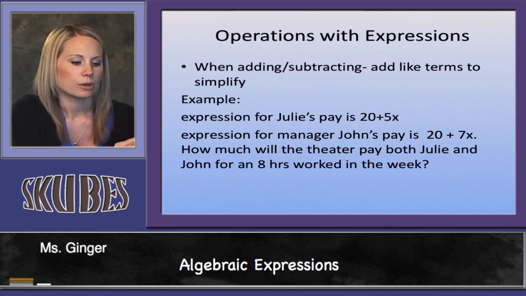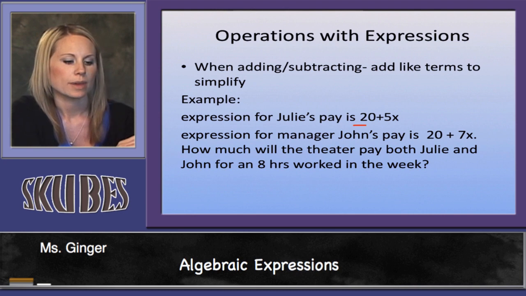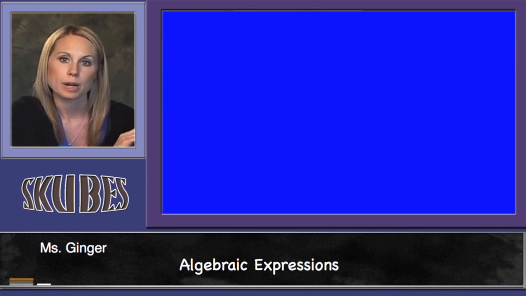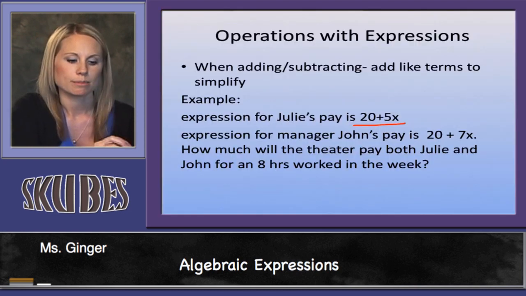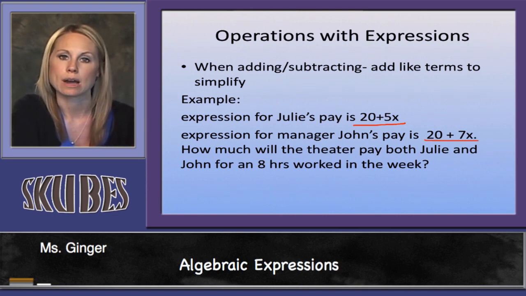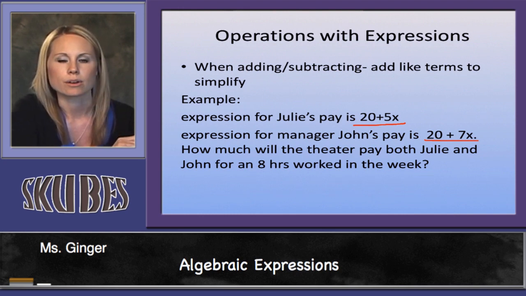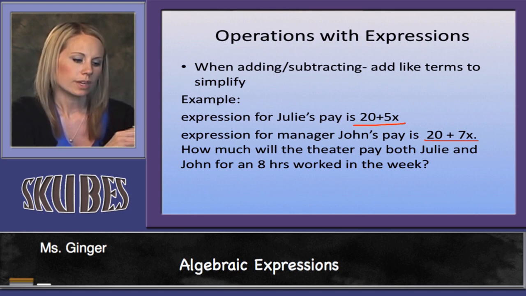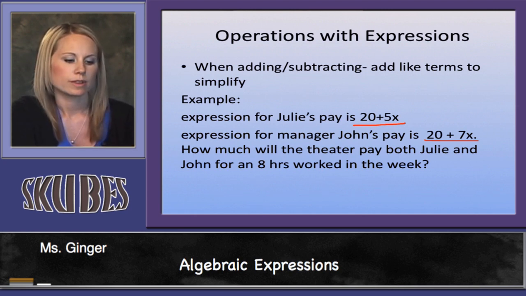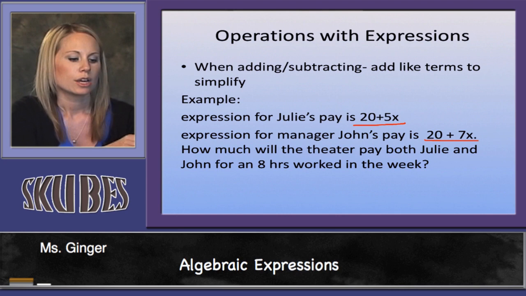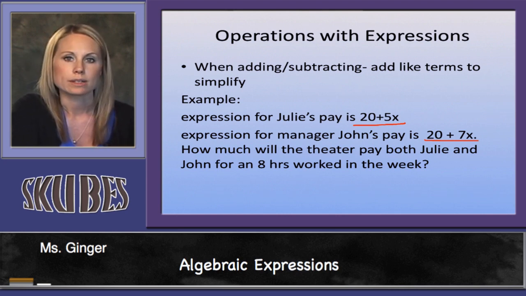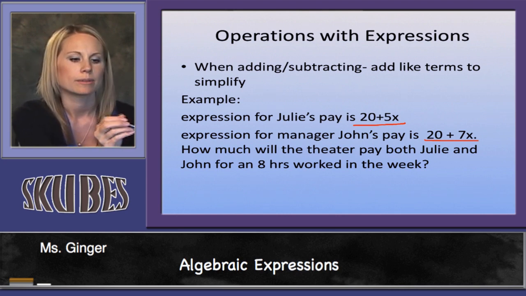So let's say we created Julie's expression for her pay. It was $20 plus $5 per hour. Let's say that John makes $20 and then $7 for every hour he works. So his would be a little bit different. It'd be plus 7x instead. And x is where we're going to put in our amount of hours. So how much would this movie theater pay both Julie and John for 8 hours worked in the week? So just an 8-hour week.